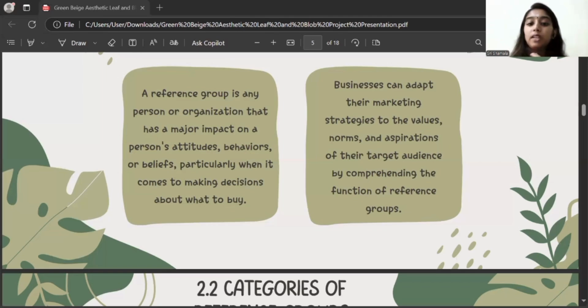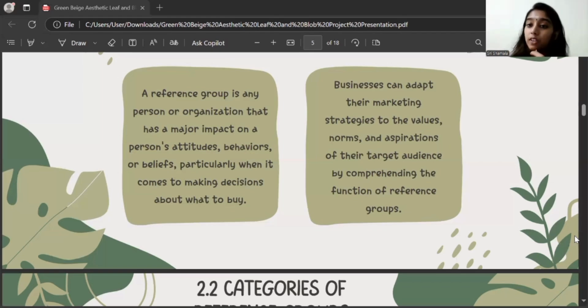So reference groups can be people we interact with directly, and also indirectly. Directly, it can be when your friend recommends a product and you want to buy and try it. Indirectly, we are trying to imitate someone's lifestyle, like you've seen on social media, or even your friends who are using luxury items. We are trying to imitate their lifestyle. So basically, this is about the two things, direct and indirect.